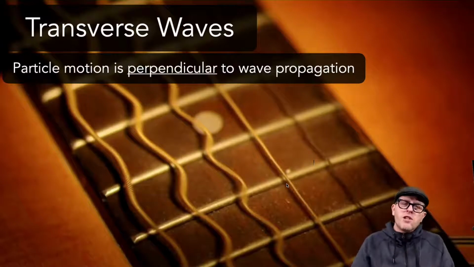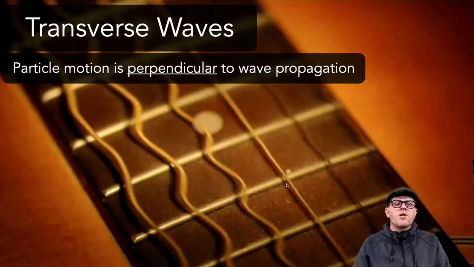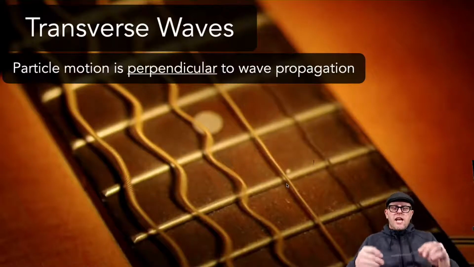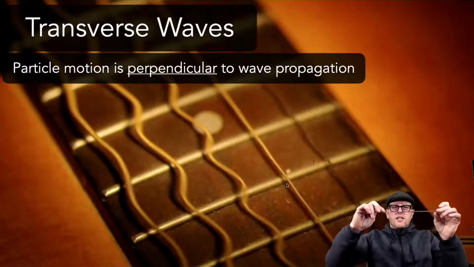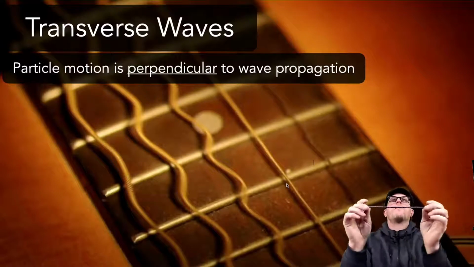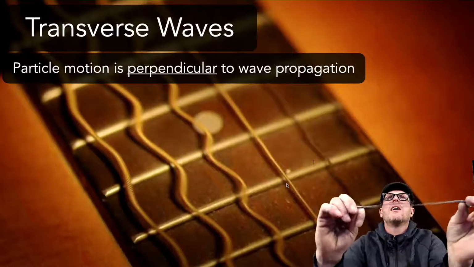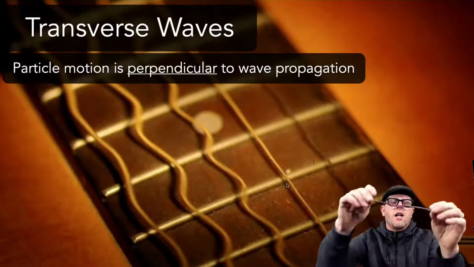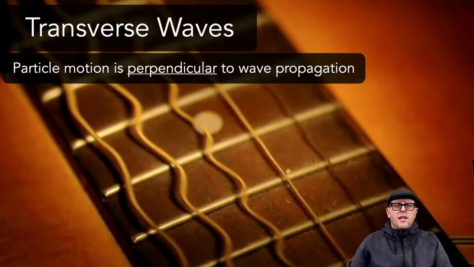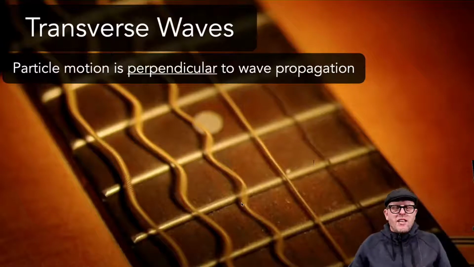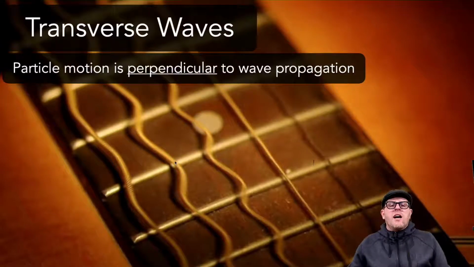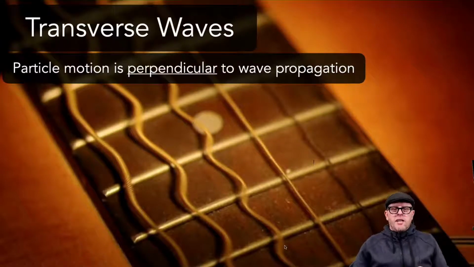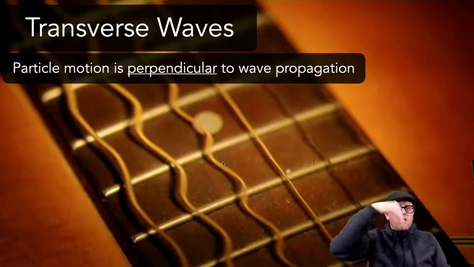A transverse wave is a wave where the particle motion is perpendicular to the wave propagation. That's this. It's hard to see, and I'm holding up a little bungee cord right here. If I were to take a long piece of string, that's why I use the picture of a guitar string. This is a high speed snapshot of a guitar string, and we can actually see the waves on a string.